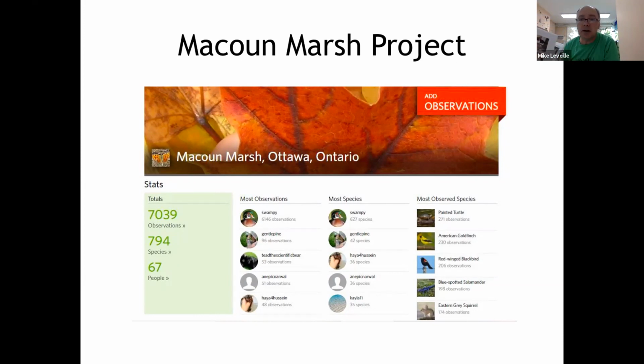So imagine my excitement when I discovered iNaturalist, that I could put all of this information online, that everyone could actually access this information. So that was huge for me. That was absolutely huge.